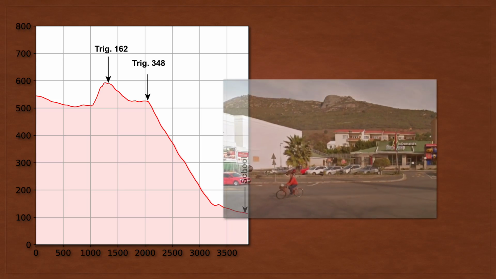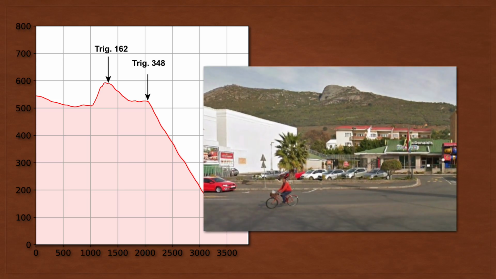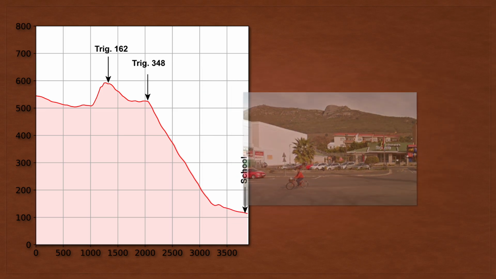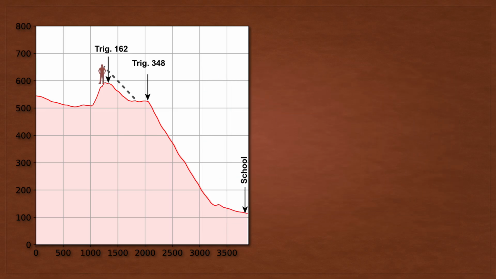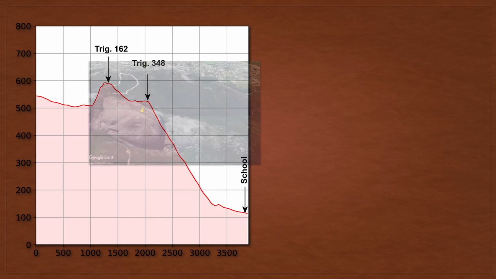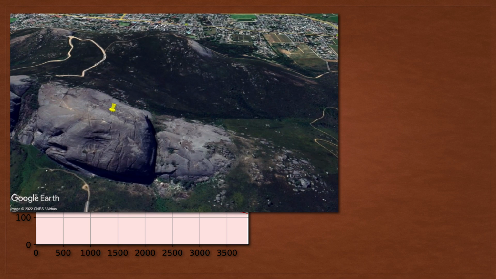Now look at the side view here. Here you can see from the street, the mountain is blocking the view. You cannot see behind that mountain. But what if you stood on top of the mountain there where trig beacon 162 is? When you look down towards the school, even though trig beacon 348 is lower, it's blocking your view. And so therefore you see it's not intervisible, as we can see from the Google image.